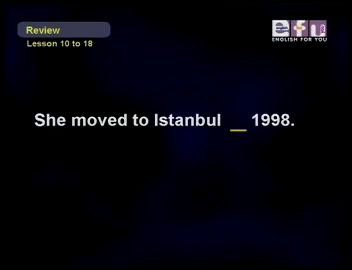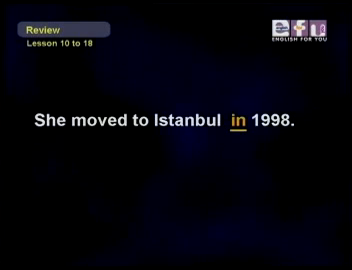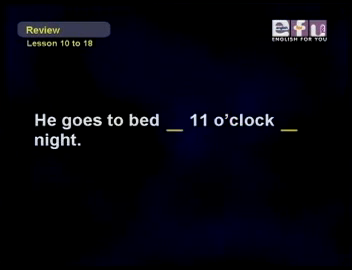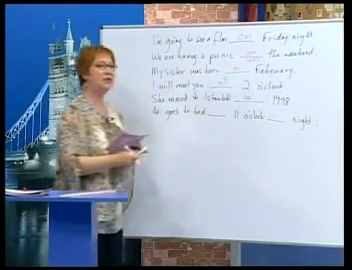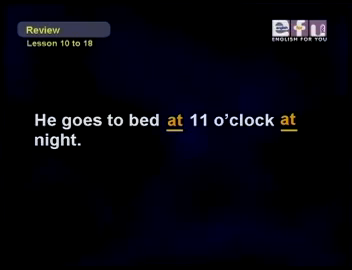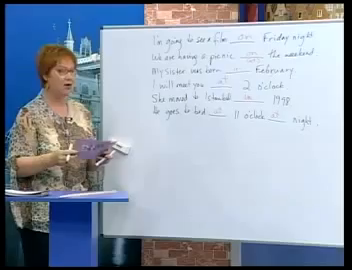Okay, she moved to Istanbul 1998. Okay, Isabel. She moved to Istanbul in 1998. Yes, good. She moved to Istanbul in 1998. He goes to bed 11 o'clock. See? Night. Okay, Susan, you get to do 2. He goes to bed at 11 o'clock at night. Yes, good. He goes to bed at 11 o'clock at night. Okay, very good.